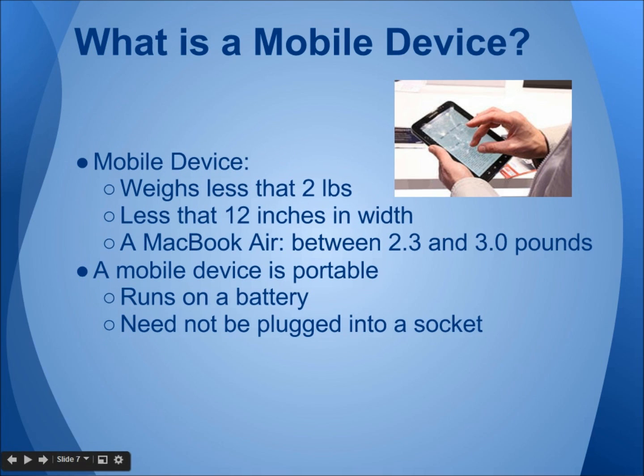Okay, so digging in a little deeper into what a mobile device is. Mobile devices usually weigh less than 2 pounds. They're less than 12 inches in width. Many of them, very common form factors, are more like 7, 5, or even 4 inches in height. But when you get anything much above 12 inches, you're pretty much out of the mobile device thing.